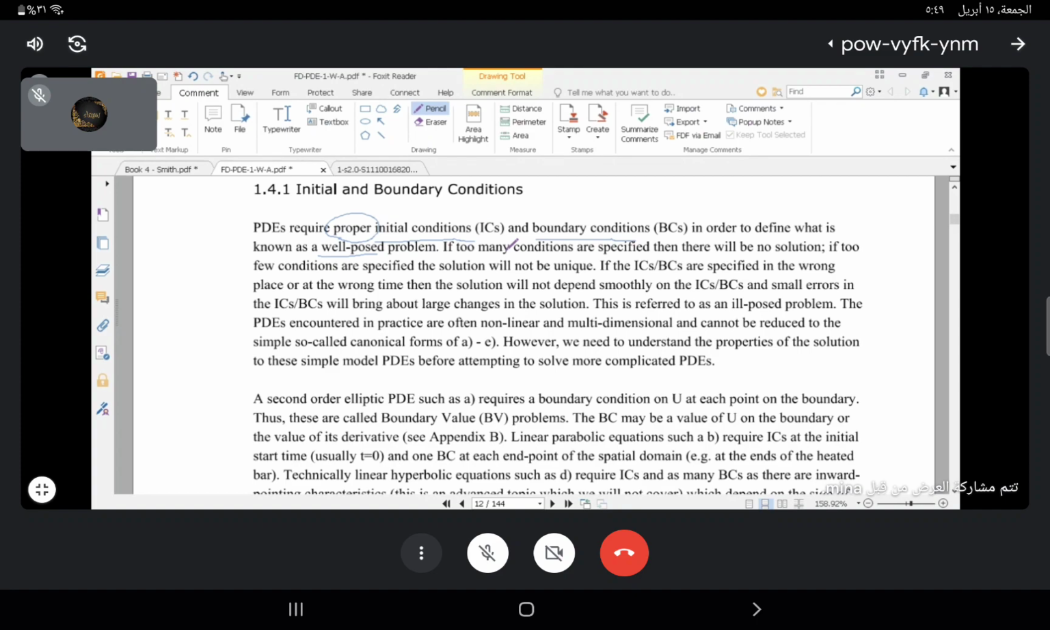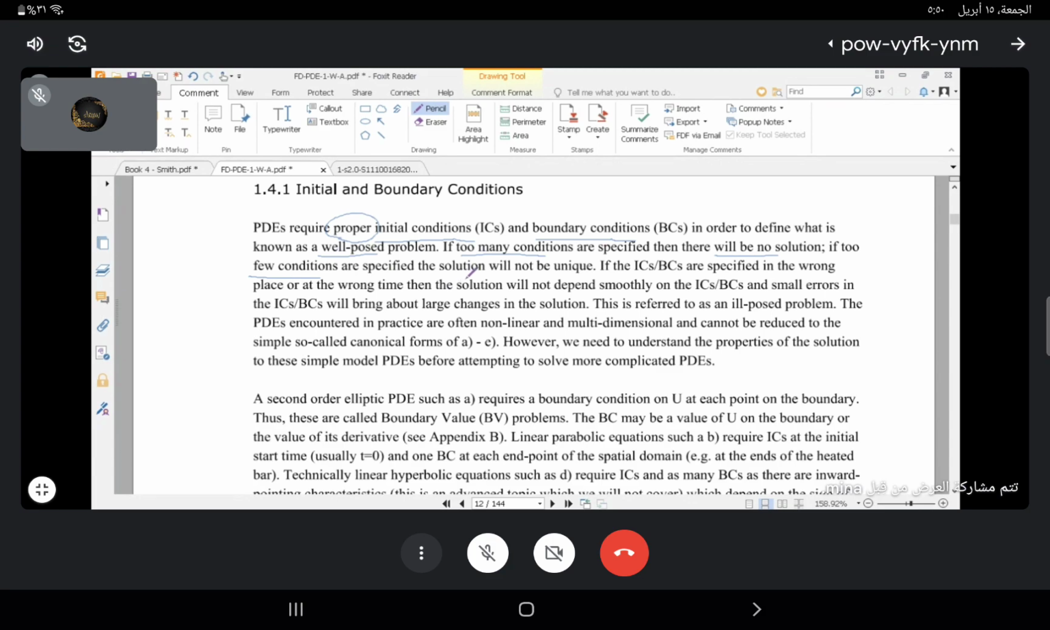If a problem has too many conditions, there will be no solution. And if too few conditions are available for a problem, the solution will not be unique. The solution of the PDE is not unique, and a unique solution is more efficient and is required for accuracy.